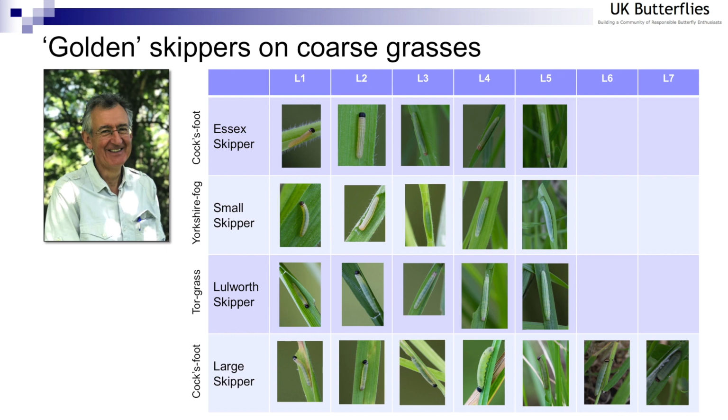And it just so happens that most of these species have a primary larval food plant, which is different. So for Lulworth skipper, it's tor grass, but for Essex, it's cocksfoot. Small skipper, Yorkshire fog. Large skipper is also cocksfoot. But based on the images that Martin sent me, I was able to come up with my assertions as to what each of them might be, and Martin agreed once he'd received this table.